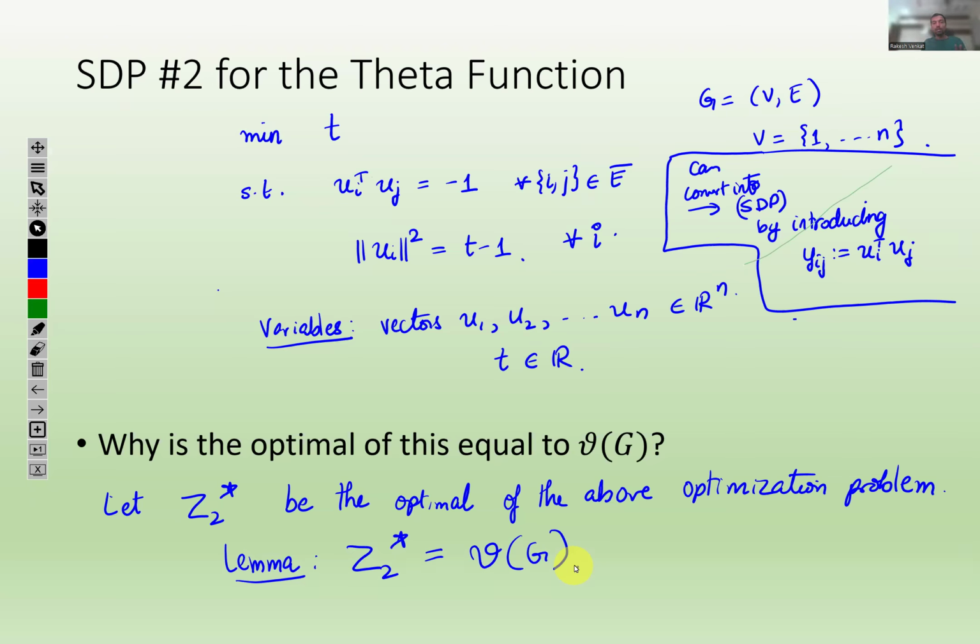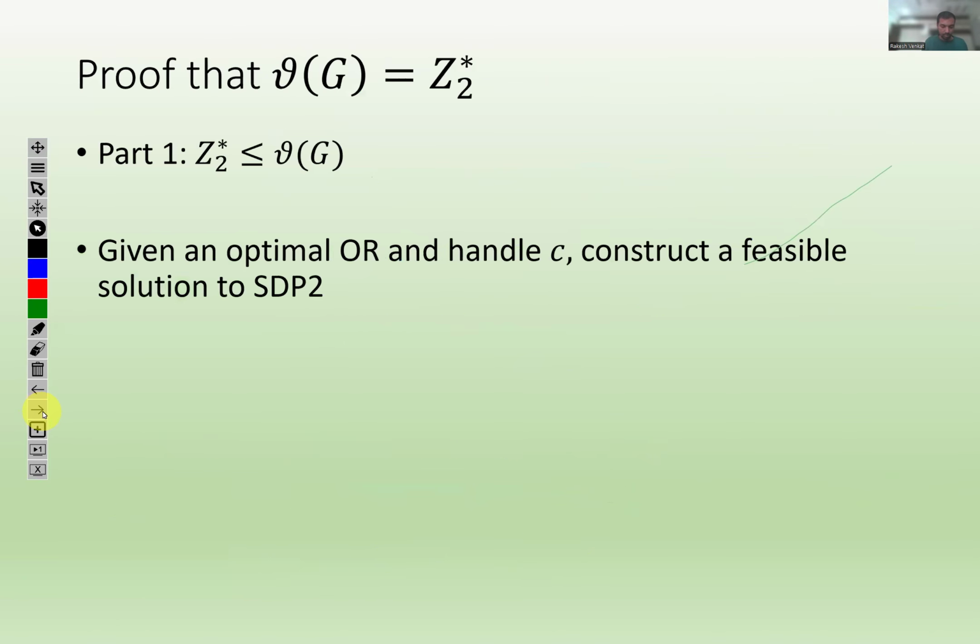Okay. And what we'll show is one part of this. We'll not show the full proof, but one part that is possibly easier to describe. I'm going to do one side. So to show that theta of G equals Z2 star, let me just quickly write that again. I should have written it in this slide again.